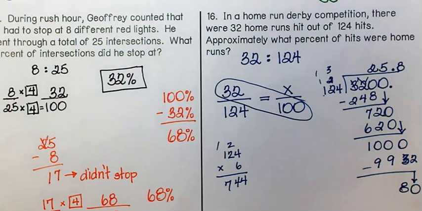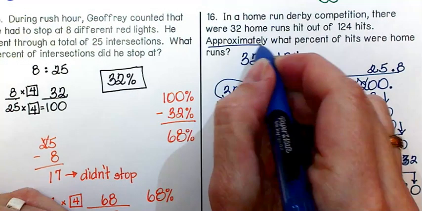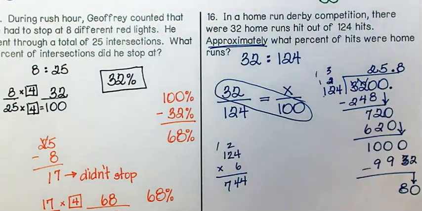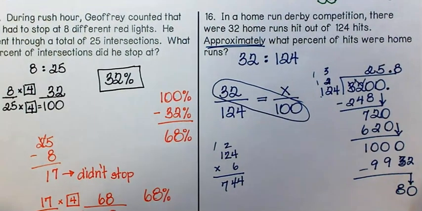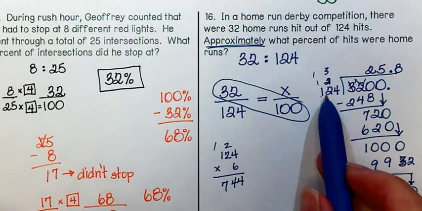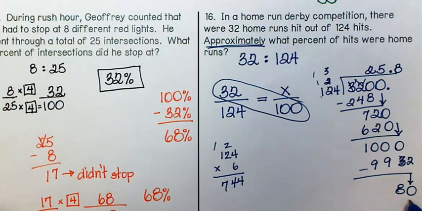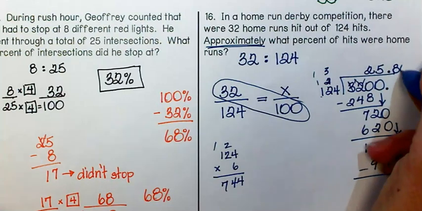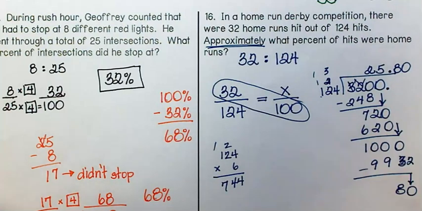Okay, and I just said I really don't want to keep going. Well, that makes sense because it says up here approximately what percent of hits were home runs. Well, I could carry down a 0, and the 124 won't even go into 0. So I would have to put a 0 and keep going, but it does say approximately. So if we wanted to round it off, it just depends on how they want you to round.